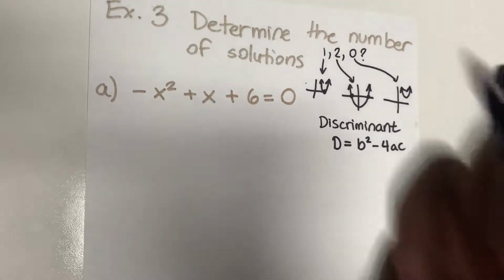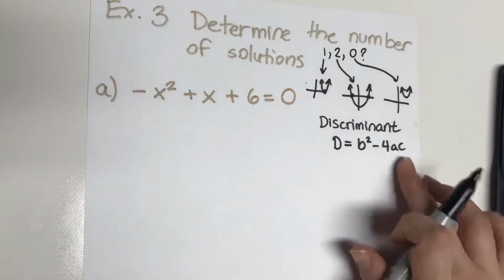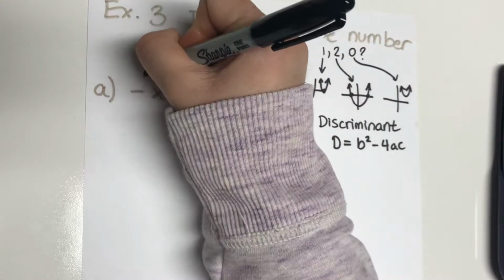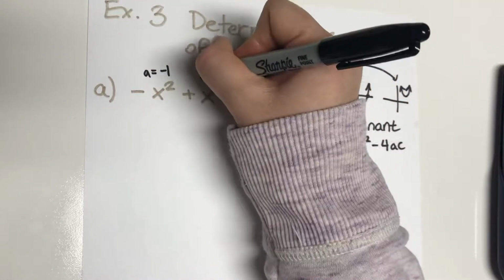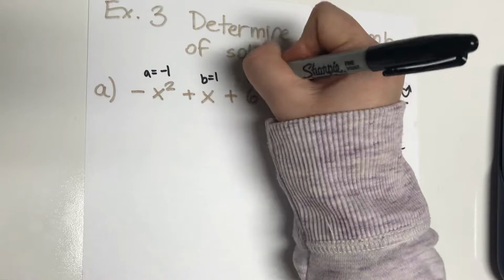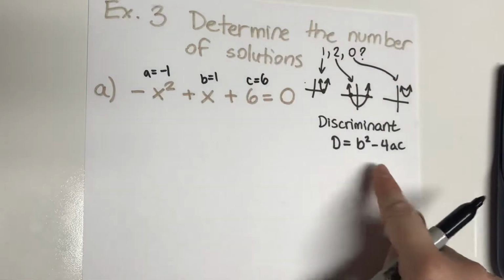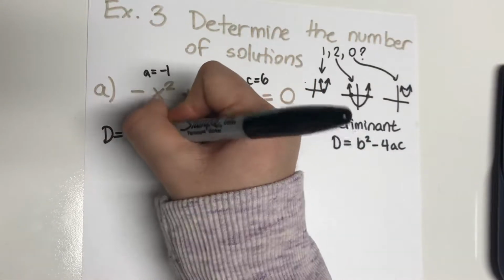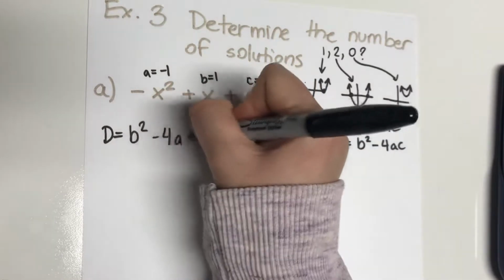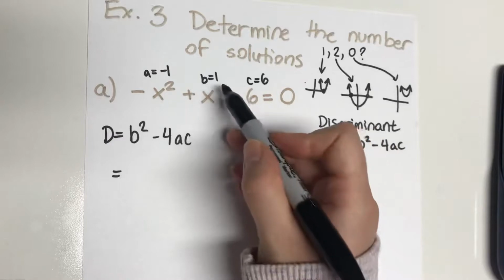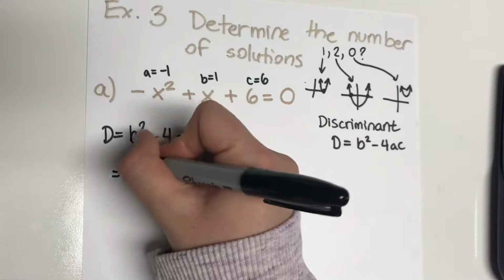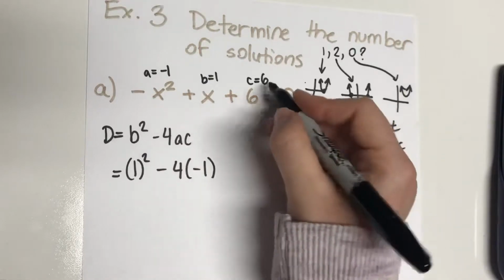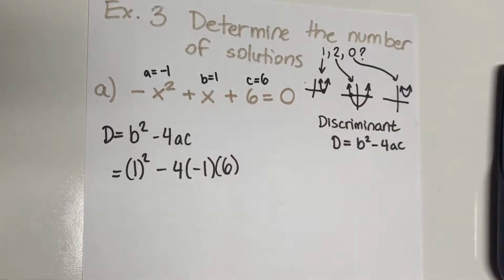So in this case, I'm going to first start off by labeling my A, B, and C, just like I would do for the quadratic formula. So here my A is -1, my B is 1, and my C is 6. So that's what I'm going to put into the formula. B, so I'm going to replace it with 1 squared minus 4 times A, which is -1, times C, which is 6.